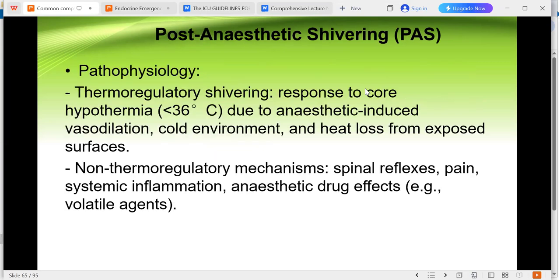So how does post-anesthesia shivering develop and show? Usually it's in response to core hypothermia of less than 36 degrees Celsius. There will be thermoregulatory shivering. This most of the time is due to the anesthetic-induced vasodilatation coupled with the cold theater environment and heat loss from exposed surfaces.